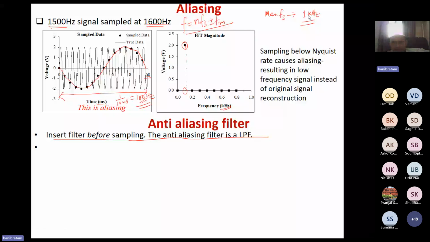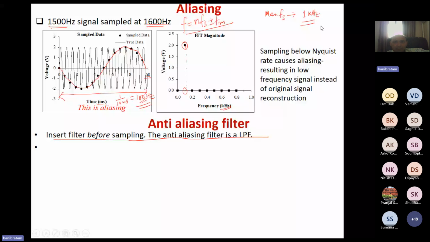So I have to restrict the input signal at what value, if my sampling frequency is fixed at 1 kilohertz? 500 hertz. Very good. If somehow I can restrict my input signal at 500 hertz, that is, twice 500 means 1 kilohertz, then I will be able to get the aliasing-free output.